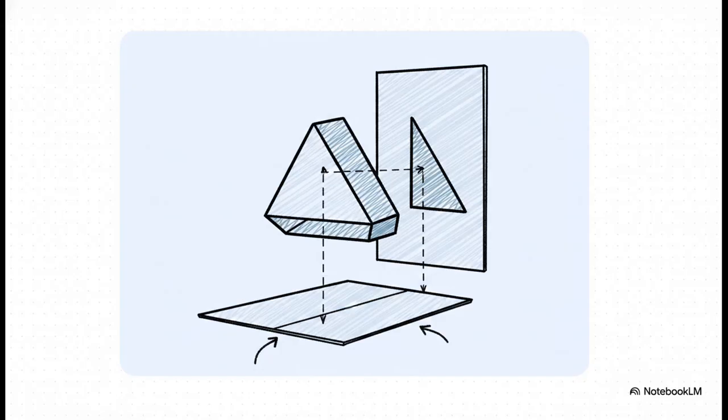Now this is where the magic really happens. We create our 2D drawings by projecting the object onto these two planes. Think of it like shining a light and casting a perfect shadow. The shadow that falls on the floor, our HP, becomes the top view, and the shadow on the wall, our VP, becomes the front view. This whole method is called orthographic projection, and here's the kicker. With just these two flat views, we can perfectly mathematically define any 3D object.